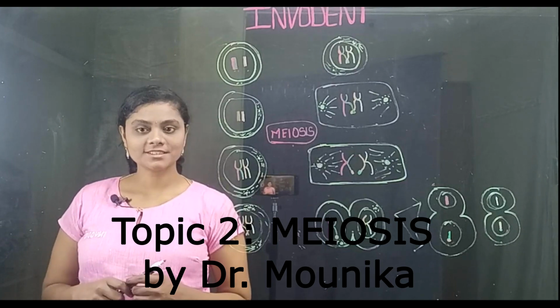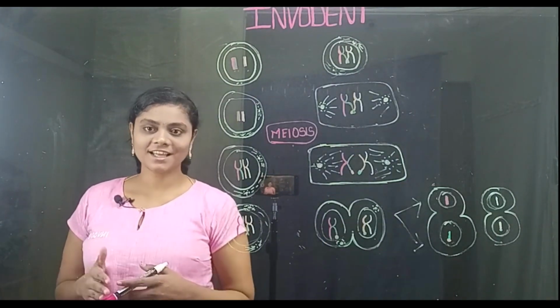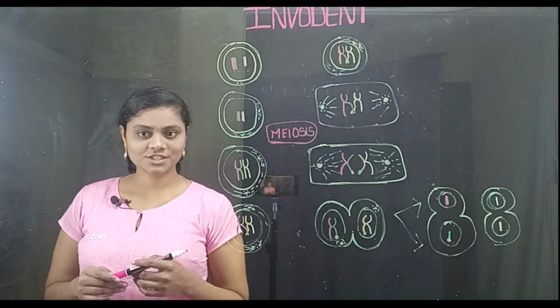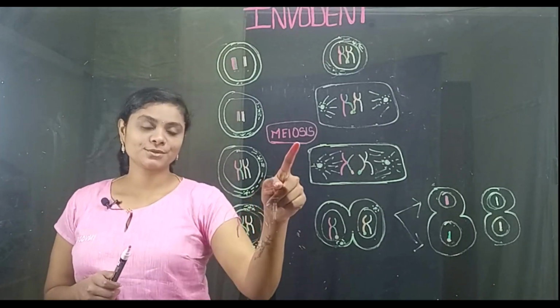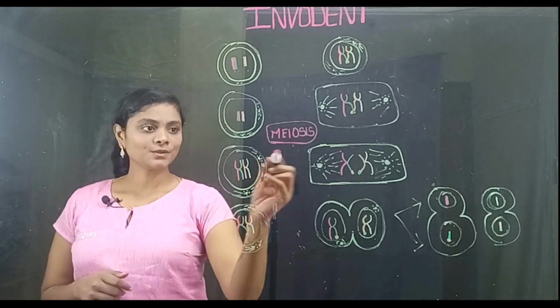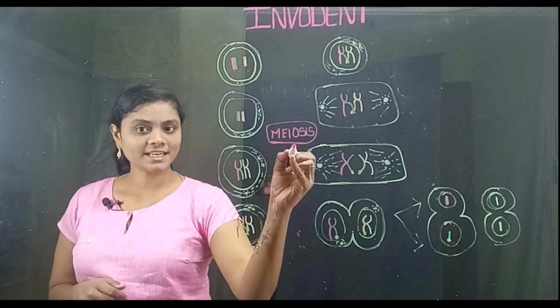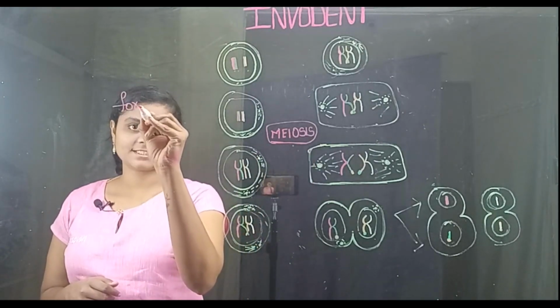Have you ever wondered why our own siblings will not look exactly like us? To answer that question, or to understand the phenomenon, we need to really look into a process of cell division known as meiosis. So meiosis is a process of cell division which takes place in formation of gametes.